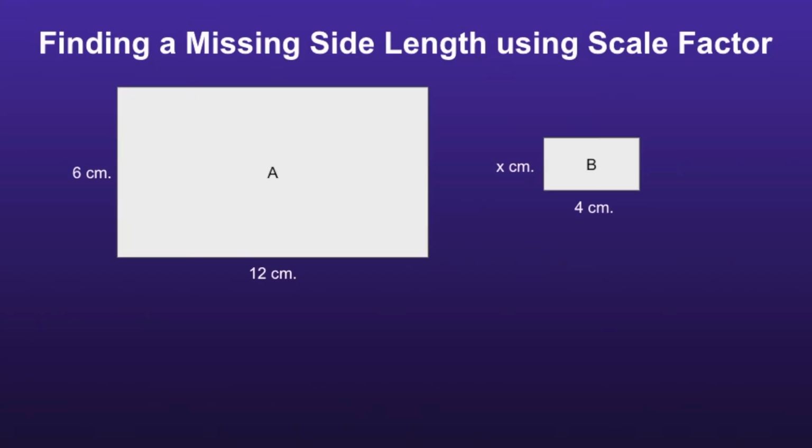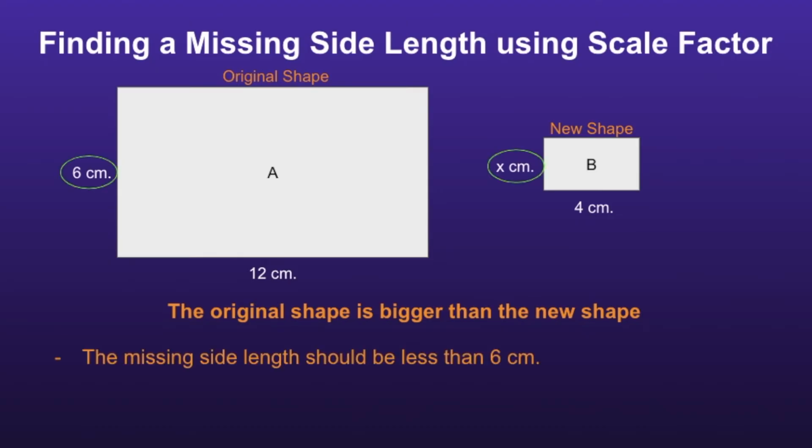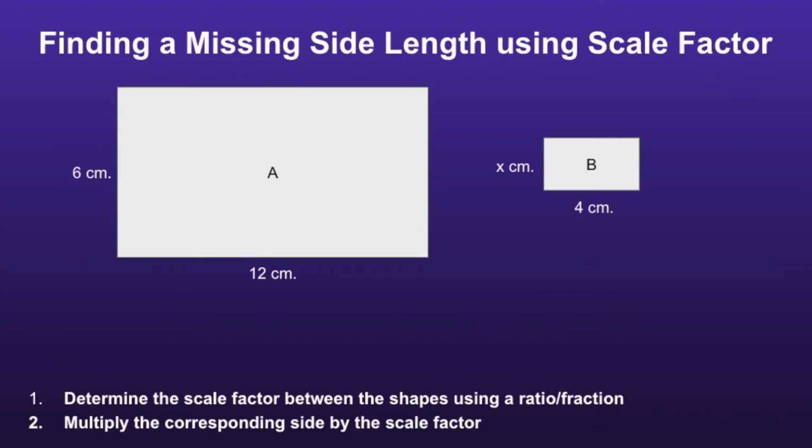Example 2. If we look at this one, we can notice that we are missing the height in rectangle B. We also want to take note that in this one, the original shape is bigger than the new shape. This will let us know that the missing side length should be less than 6 centimeters and that the scale factor should be less than 1, since we're going from a bigger shape to a smaller shape. Using that information, let's hop into the two steps.